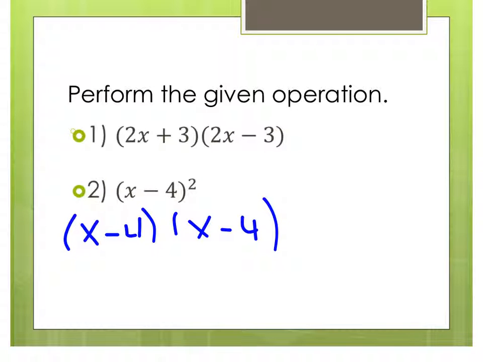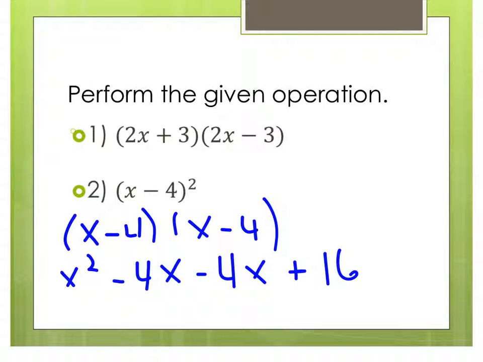And when I do that, x times x gives me x squared. My outside terms give me negative 4x. My inside terms give me negative 4x as well. And my last terms give me a positive 16. Last thing I have to do is combine my like terms, and my like terms are the ones that have the same variable raised to the same power. My like terms here are negative 4x and negative 4x. When I have two numbers with the same sign, I add those two numbers and I keep the sign. So when I simplify this, this becomes x squared minus 8x plus 16. Final answer.